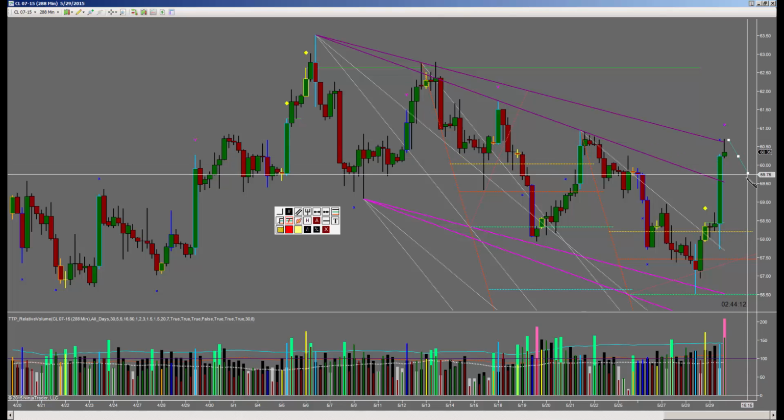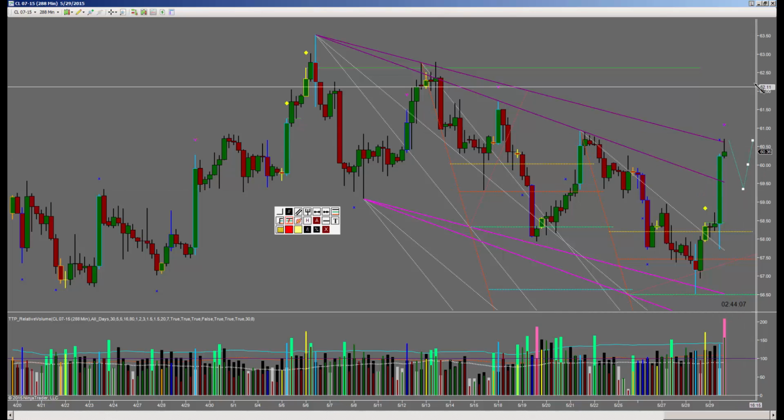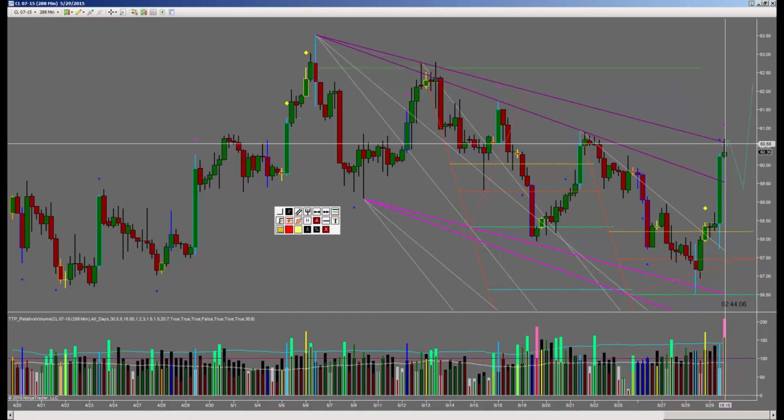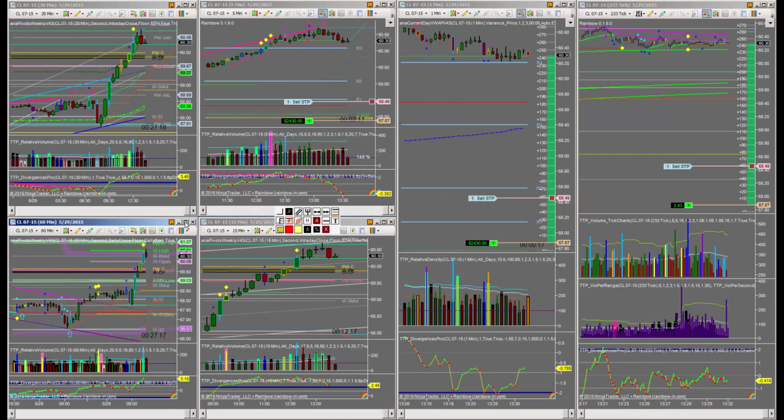I imagine we'll come back down to the top of this channel line and then go up. So probably should have gotten out right here, but I'm going to try and hold this for a break of these highs, maybe the next few days. So let's just start with the hourly chart.